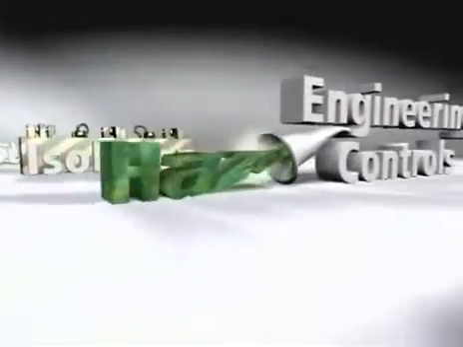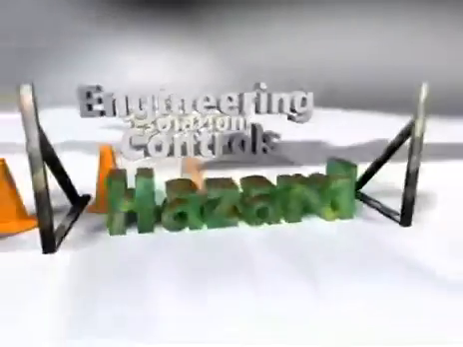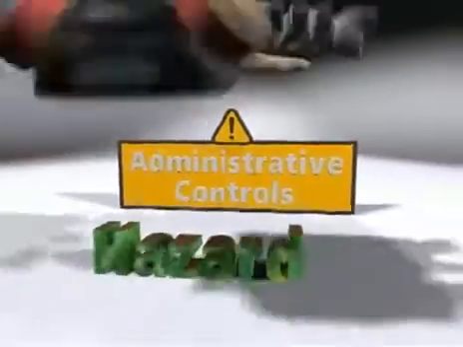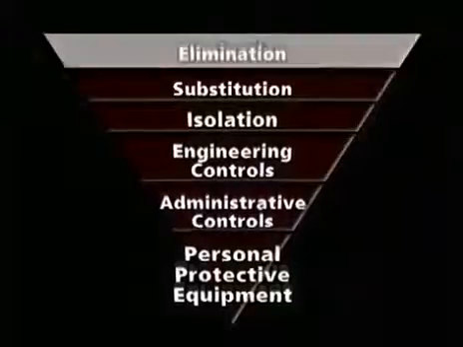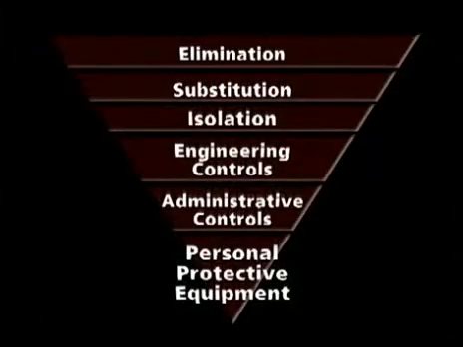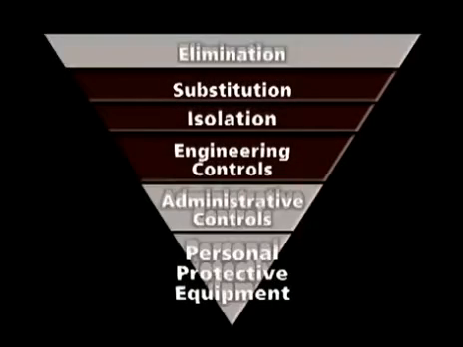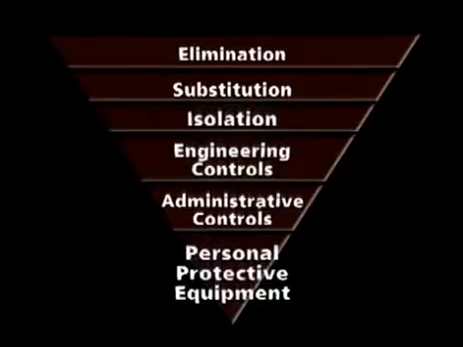Firstly, elimination, substitution, isolation, engineering controls, administrative controls, and personal protective equipment. Always address the hazard from the top down until the risk is eliminated or controlled. These control measures are often used in combination with each other.